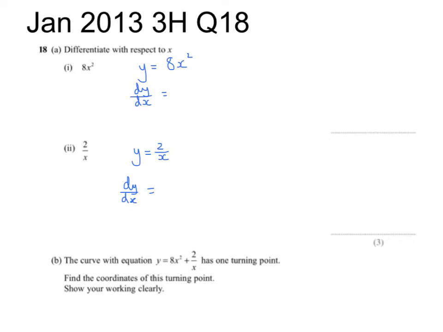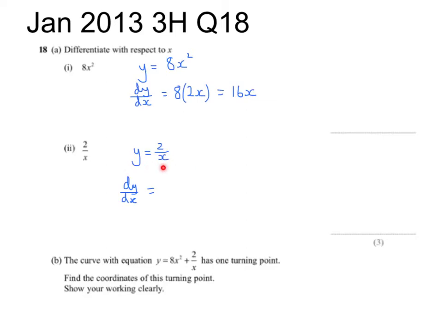The first part of this question is just asking us to differentiate with respect to x these two things. So it's as if you'd written y equals 8x squared, what is dy dx? And for the second part, if you'd written y equals 2 over x, what is dy dx? The first one's very straightforward. I can keep the constant outside, and then I'm differentiating x squared with respect to x, which gives 2x. So 8 times 2x is 16x.